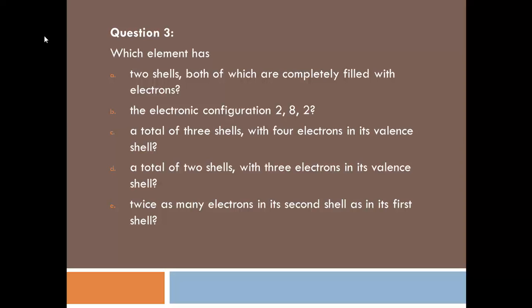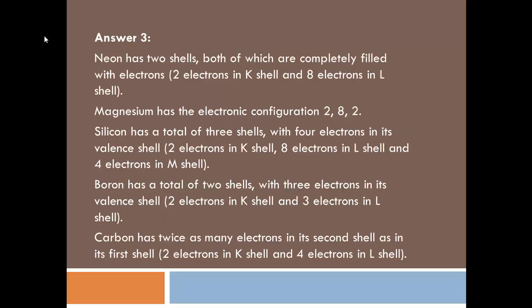Twice as many electrons in its second shell as in its first shell. So we know that the first shell's maximum capacity is 2. So double of that is there in the second shell. That means 4 electrons will be in the second shell. So 2 plus 4 is 6. So atomic number 6 is carbon. Okay. So let's move to the answers. Here you can see neon, magnesium, silicon, boron and carbon. Alright. Next question is question number 4.